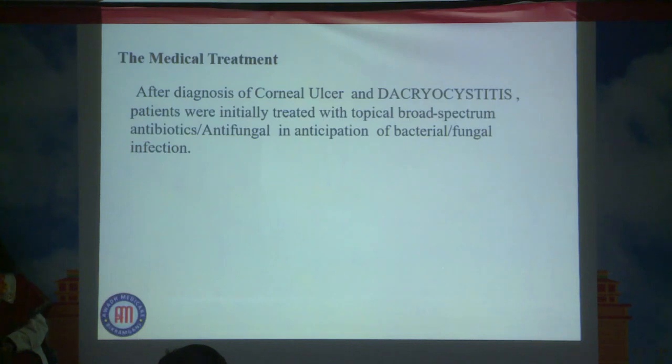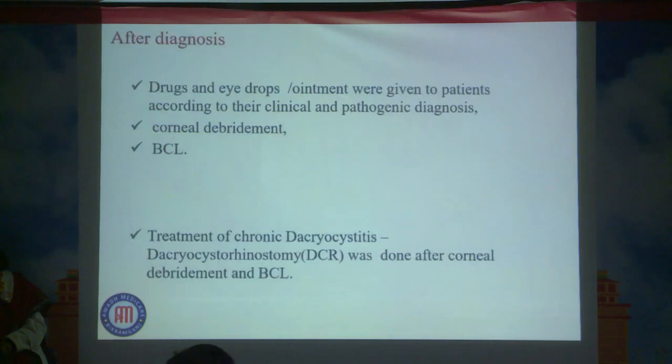After diagnosis of corneal ulcer and dacryocystitis, patients were initially treated with topical broad spectrum antibiotics or antifungals in anticipation of bacterial or fungal infection, because I belong to rural areas and my main patients are from agricultural fields. After diagnosis, eye drops and ointment were given according to their clinical and pathogenic diagnosis. Corneal debridement and BCL were applied, and treatment of chronic dacryocystitis is DCR after corneal debridement and BCL.